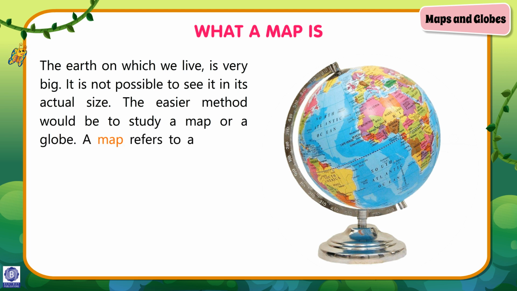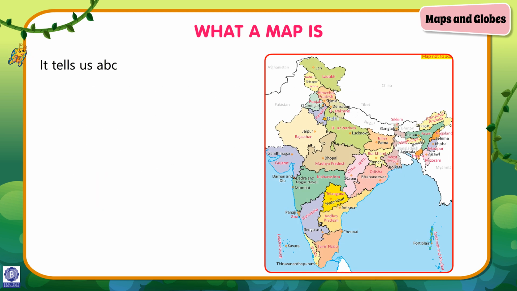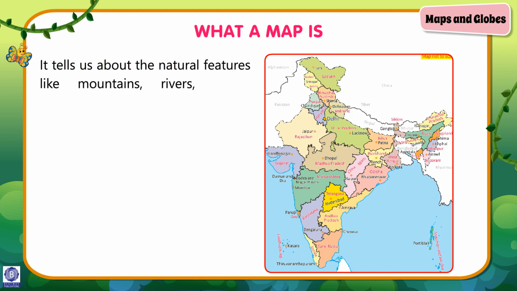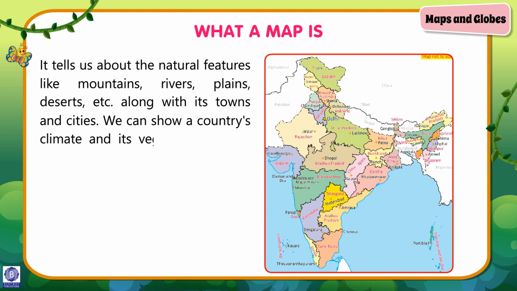A map refers to a drawing of the earth or any part of it. It gives us information about a place. It tells us about the natural features like mountains, rivers, plains, deserts, etc., along with its towns and cities. We can show a country's climate and its vegetation too on its map.